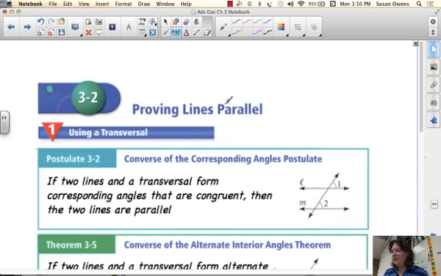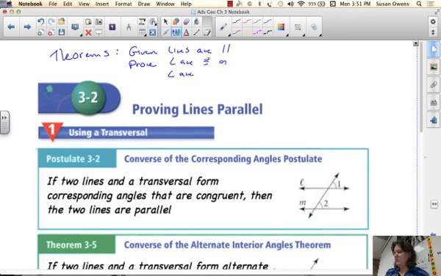So for the regular theorems that you learned in Section 3.1, you are going to be given that the lines are parallel, and you're going to use them to prove things about angles. You prove either angles are congruent or angles are supplementary.